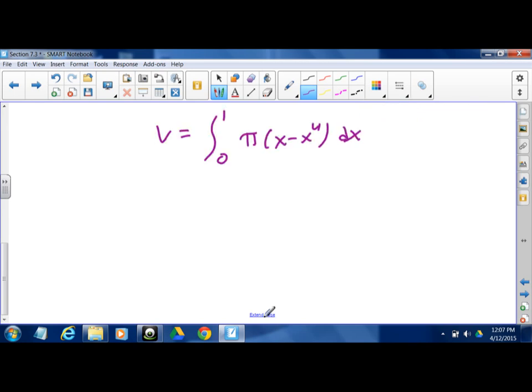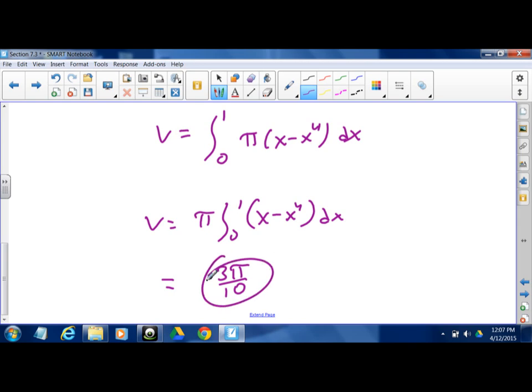Feel free to pull that pi out. Oh, that was just atrocious. Let's try that again. 0 to 1, x minus x to the 4th dx. Use some parentheses if you need to. Again, this is just a simple integral problem, but just to simplify the length of the video, you get 3 pi over 10. Okay? And that represents the volume of the region.